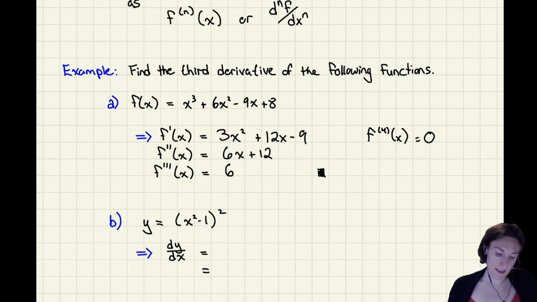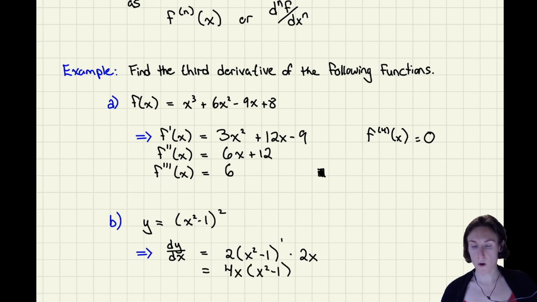All right, now let's say that our function's equal to y, so we'll do the dy dx notation. Okay, by chain rule, I'm going to bring down my 2, ignore the stuff on the inside. This is now to the power of 1, and the derivative of the inside is just 2x. Okay, so I'm going to bring the 2x up front with the 2 to give me a 4x, and then I have x squared minus 1.